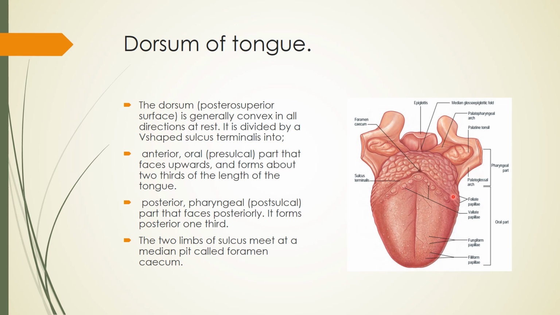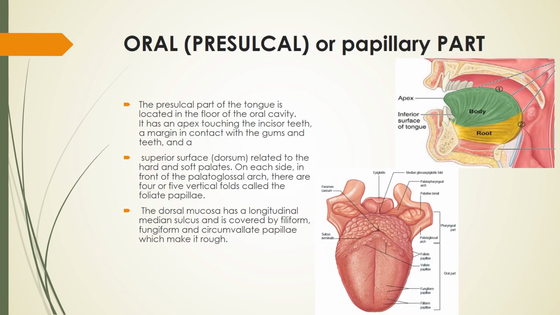This sulcus terminalis divides the tongue into two parts: anterior, which is called the oral or presulcal part, that faces upwards and forms the anterior two-thirds of the tongue, while the posterior pharyngeal part, which is called the postsulcal part, faces posteriorly and forms the posterior one-third of the tongue. Oral presulcal part is also called papillary part.